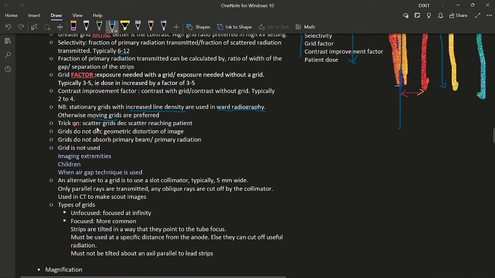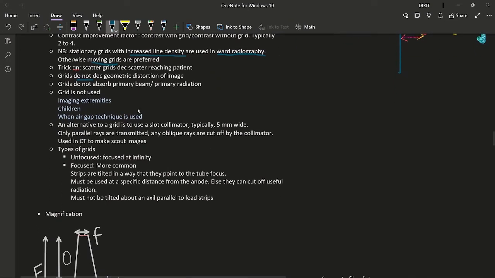Now, anti-scatter grids decrease scatter reaching the detector, not the scatter produced from the patient, as we discussed. Another few points: anti-scatter grids do not decrease geometric distortion of the image. Anti-scatter grids do not absorb the primary beam or primary radiation. They are absorbing the scatter radiation.